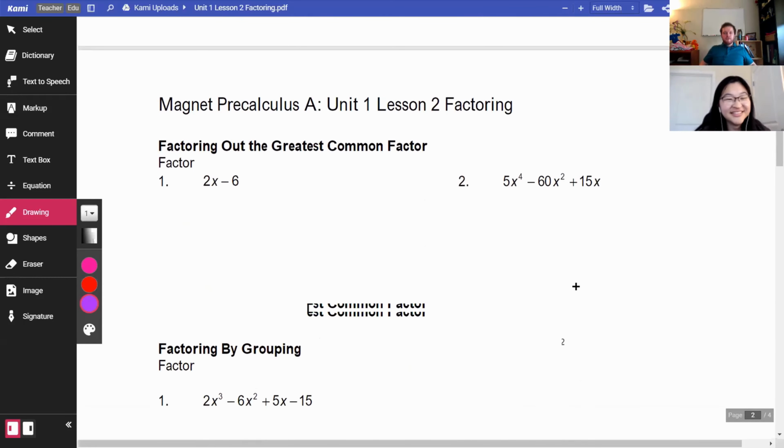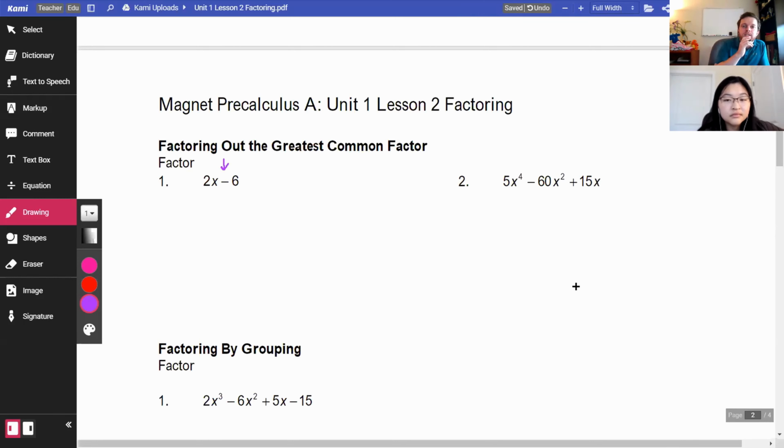Yeah. Factoring out the greatest common factor. So we got number 1 here, 2x minus 6. We have 2 terms. I like to think about terms as expressions within an expression that are separated by addition. And minus subtraction is really just addition of a negative number. So we have this addition symbol here. So the terms are separated by that. So 2x is a term and 6 is a term. So we're looking at those 2 terms.